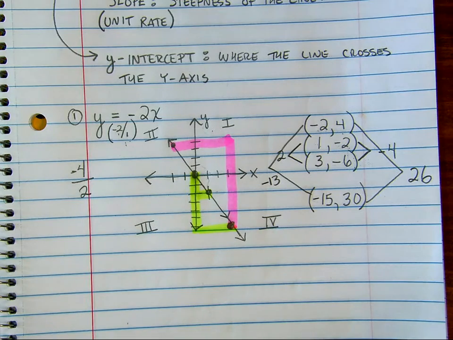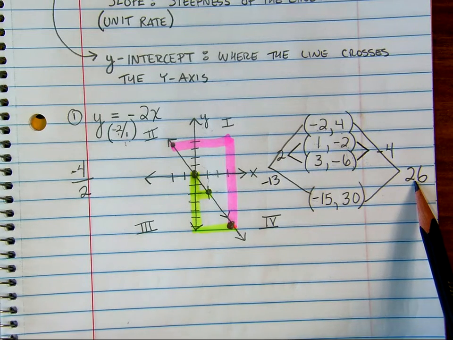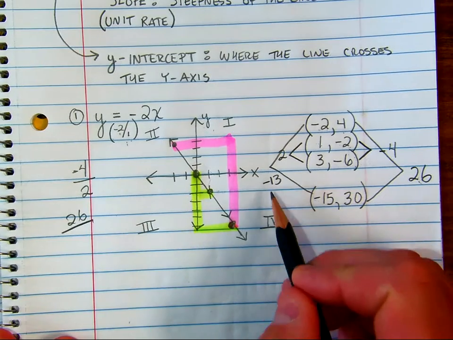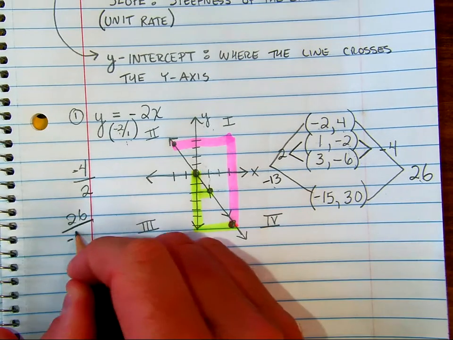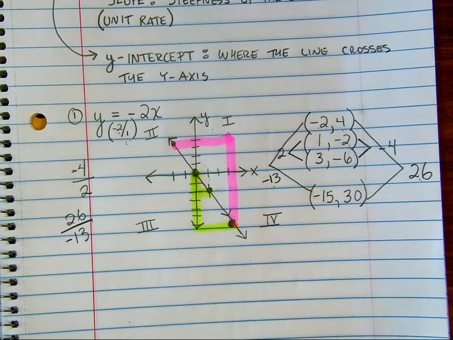So now, we take the change in the Y value, and we divide that by the change in the X value. And what's 26 divided by -13? -2. Everything you do has to be -2 for this problem.